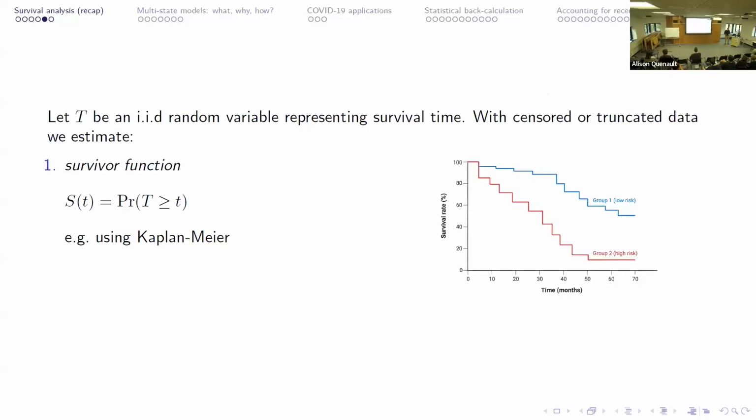So how can we deal with this? Typically, the two things that we'll want to estimate with censored or truncated survival data are the survivor function. So this is just the probability that you survive for a certain period of time. This can be very simply estimated using the Kaplan-Meier estimator, the very classic that we've all used. So here, this plot on the right-hand side shows a difference between two groups, maybe a low-risk group and a high-risk group, where the high-risk group has a lower survival.